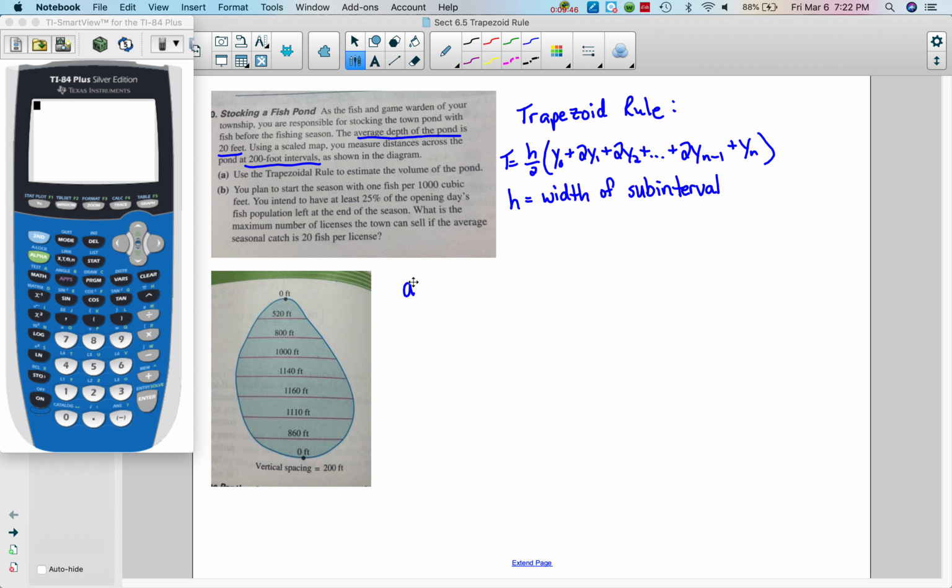So in part A, applying the trapezoid rule, let's identify what everything is. So we've got h is our subinterval. In this case, h is 200 feet, because that is the interval between these lengths that we've measured. So remember that the y-naught gets used once.